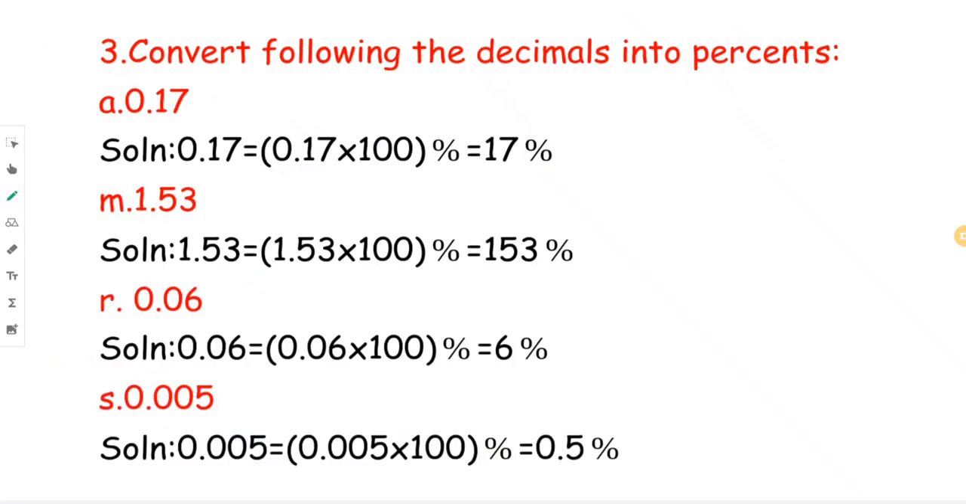Let's do question number 3 also. Convert the following decimals into percent. Decimals means numbers when they have a point. These are known as decimal numbers, right? So decimals into percent. Okay, same thing, I have to multiply. Alright, so you can see multiplied by 100, right? Let's do the multiplication.